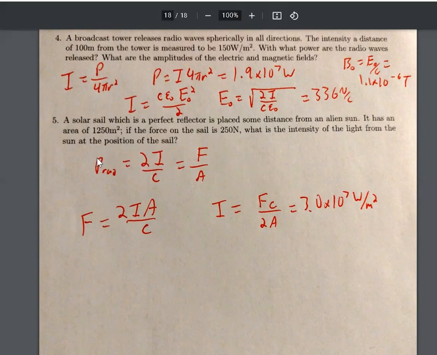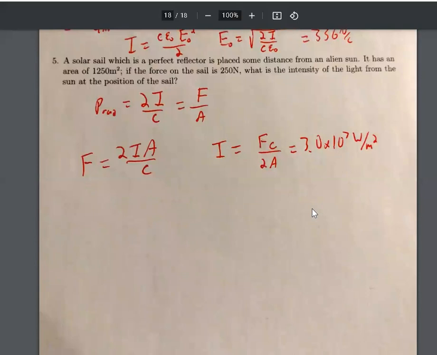All right, now pressure by definition is the force divided by the area. And so our force is this 2 times the intensity divided by the speed of light times the area. Okay, we know the force, and what we're looking for is the intensity. So if we solve this for the intensity, that tells us that the intensity is the force times the speed of light divided by twice the area. And so that gives us an intensity of 3 times 10 to the 7 watts per meter squared. And that's it.